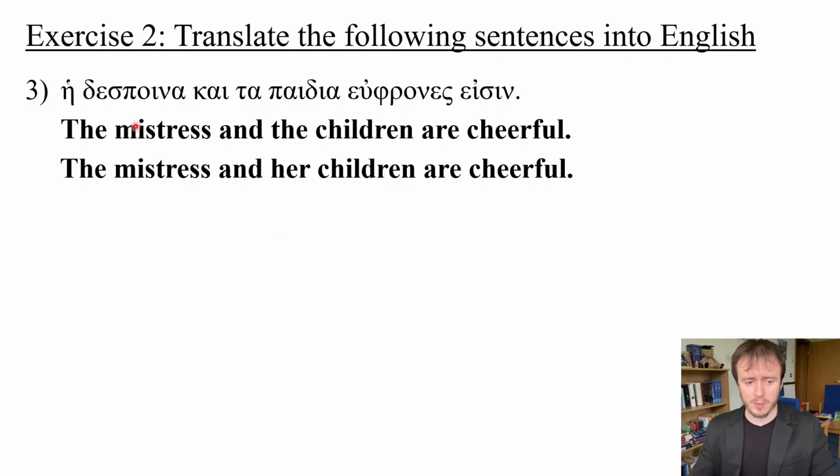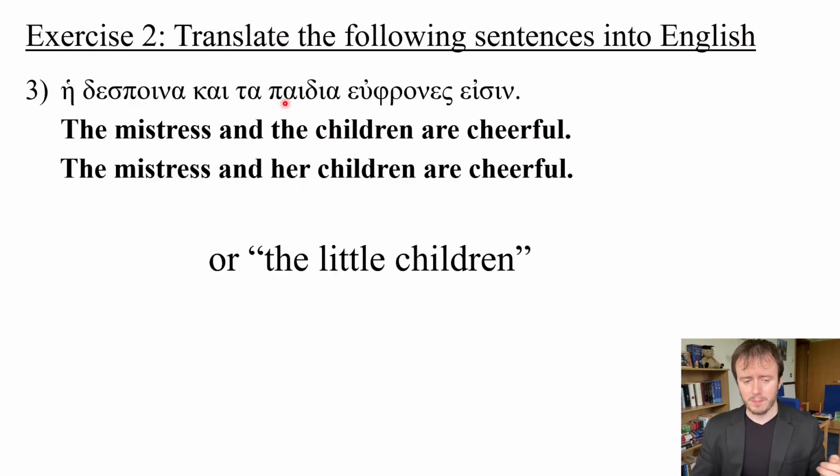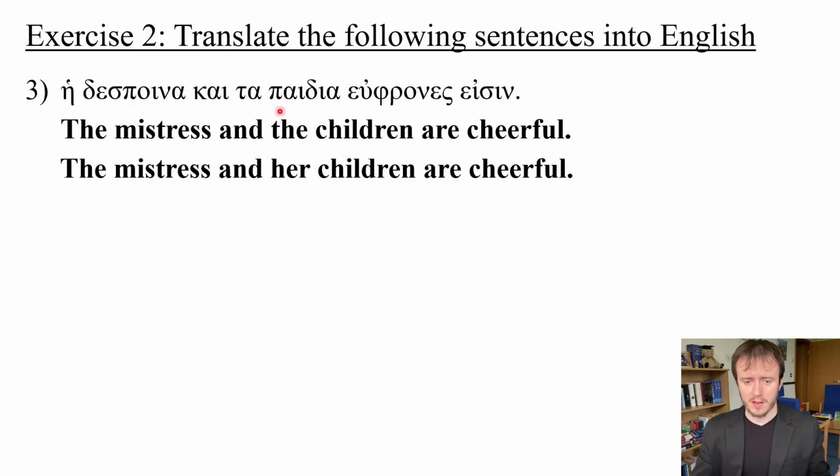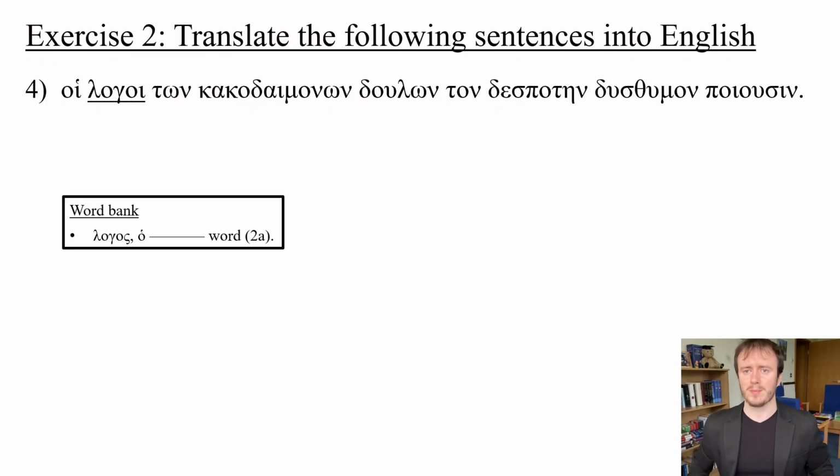We know that it means this because we have the mistress. Kai means and here, since it's linking the mistress and the children. Tarpaidia, as I just implied, is the children in the nominative plural. And this is all nominative because we've got the verb to be. We've got they are. And then the adjective, the complement of the verb to be, the thing that we're being told they are, is euprones, namely cheerful or merry.